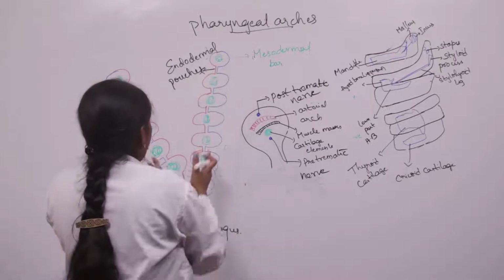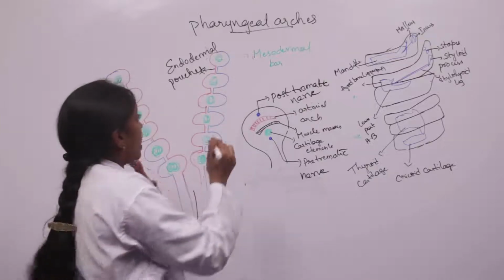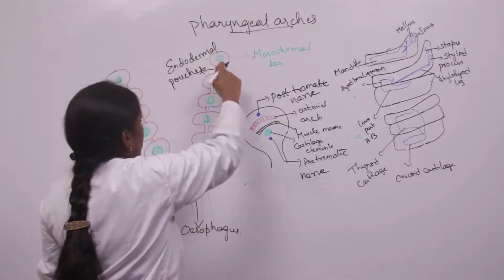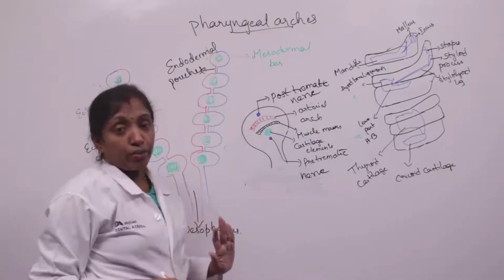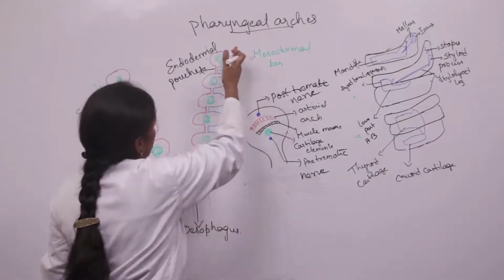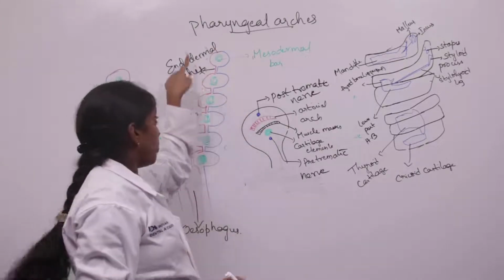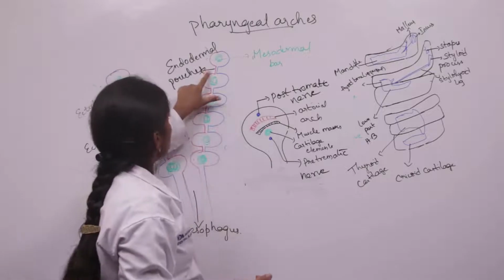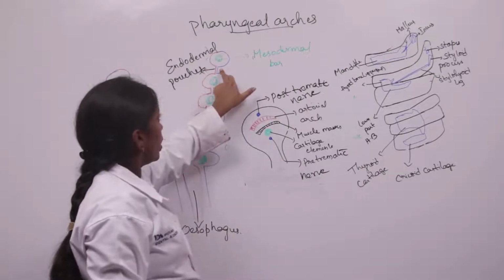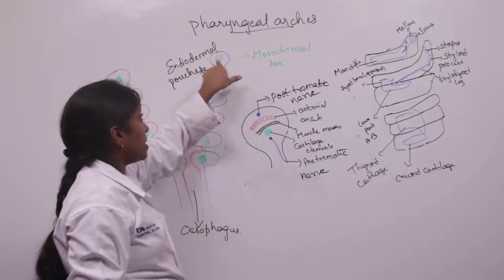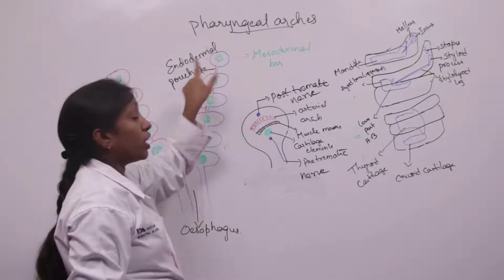So these are the mesodermal arches which are covered by ectoderm and lined by endoderm. Okay, then we have to discuss what is the fate of the ectodermal clefts and the endodermal pouches. These are the endodermal pouches, these are the ectodermal clefts and these are the mesodermal bars. We have to discuss the fate of each.